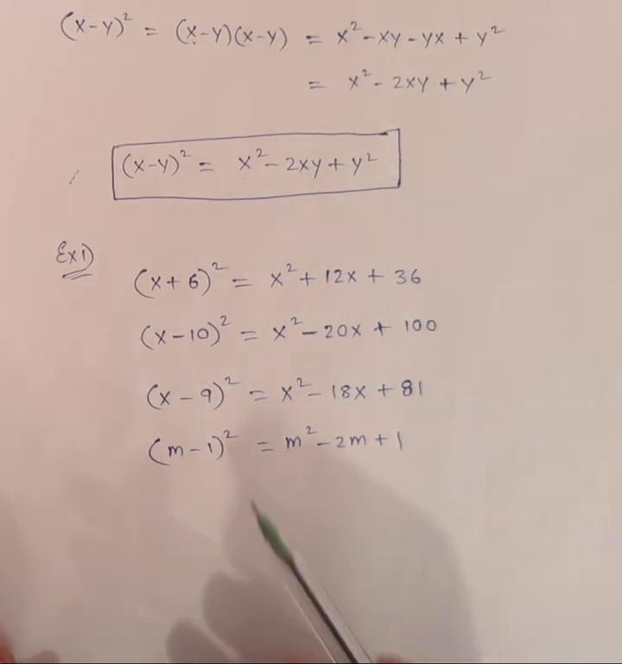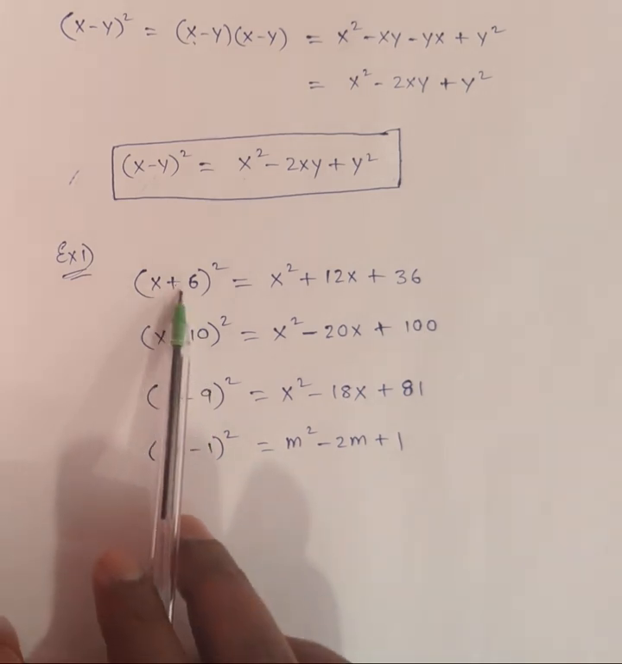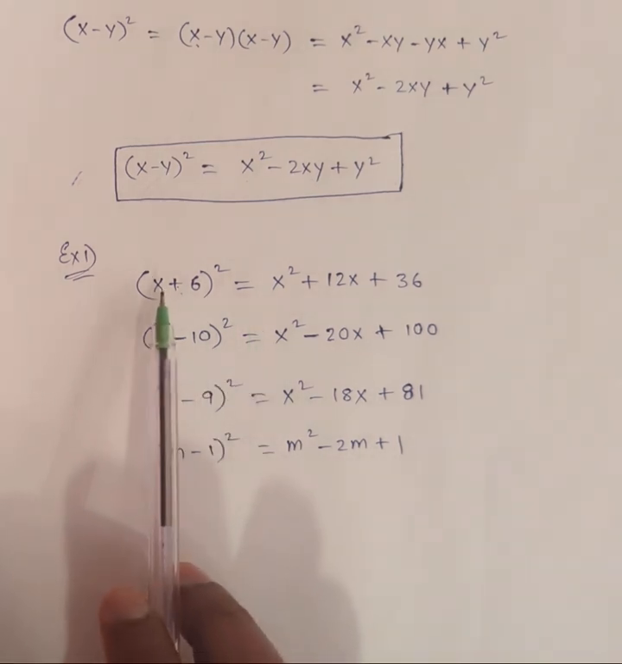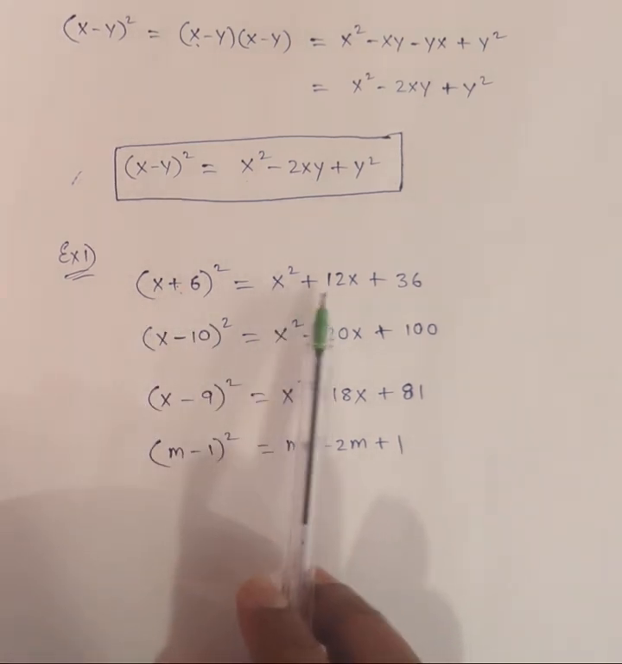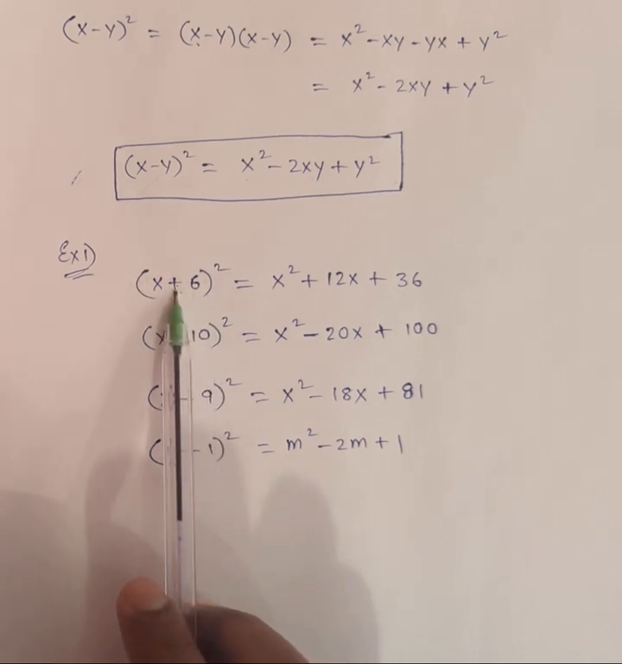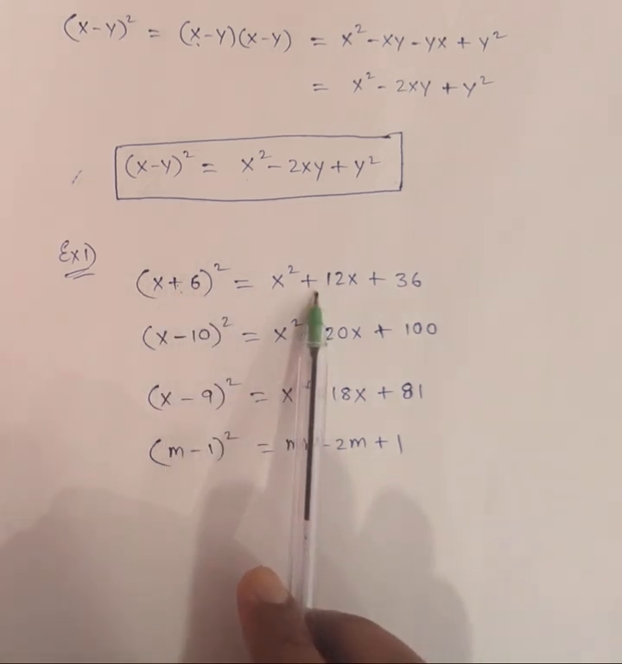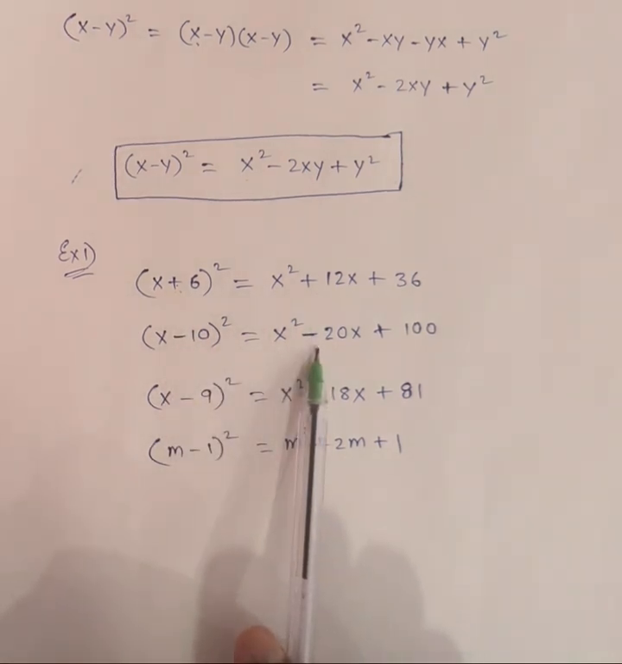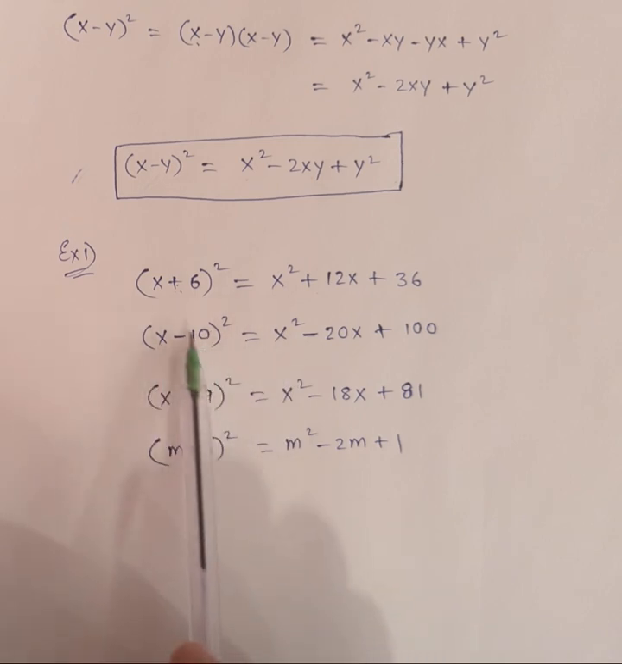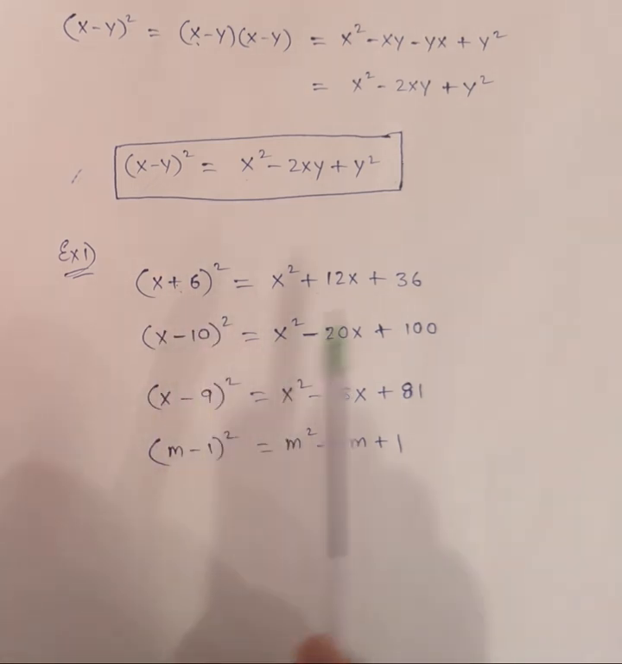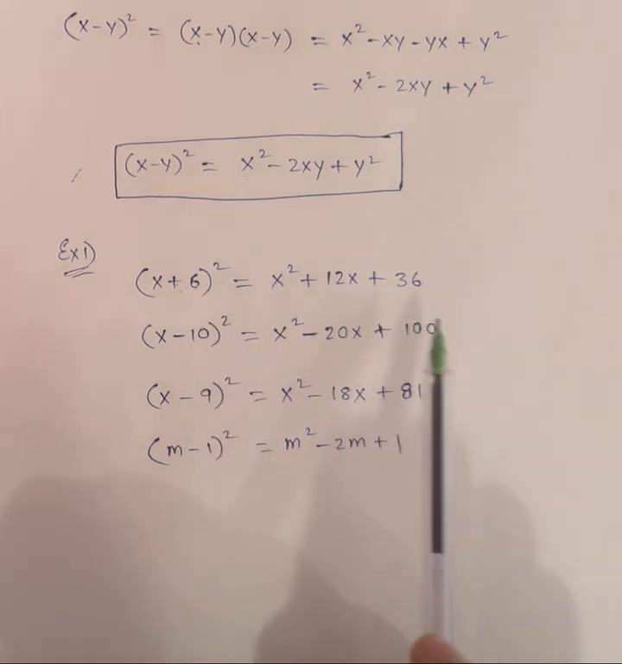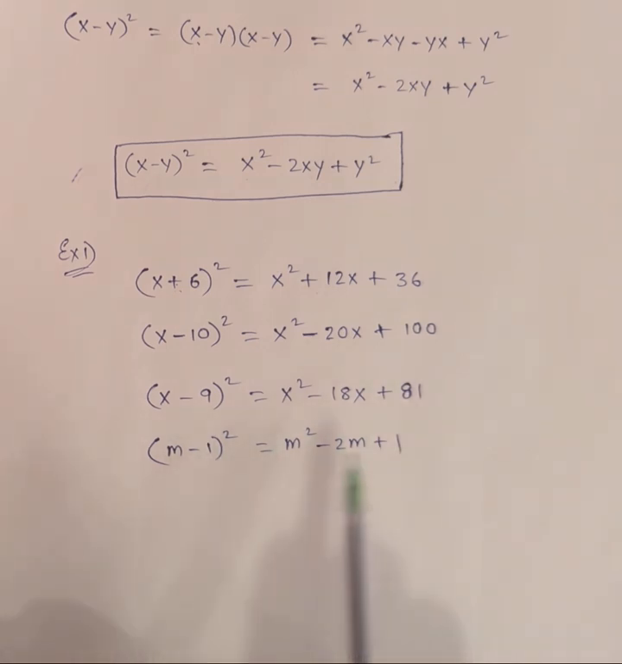So you get the idea. Whenever you have to expand or whenever you have to square a binomial, you're going to have three terms. The first term is the square of the first. The middle term is twice the product. If you have a plus, you would have a plus here in this second term. If you have a minus, you would have minus in the second term. But it would be twice the product. And the last term would be square of the last term. So 6 square is 36, 10 square is 100, 9 square is 81. 1 square is 1. 1 times 1 is 1.